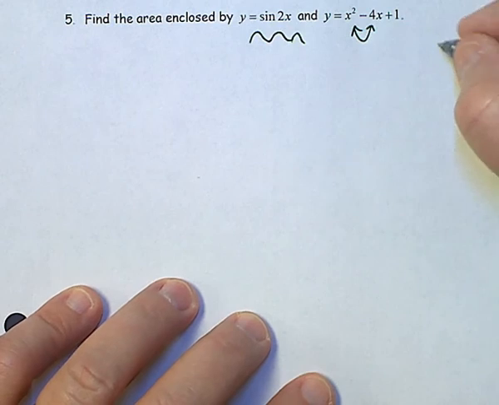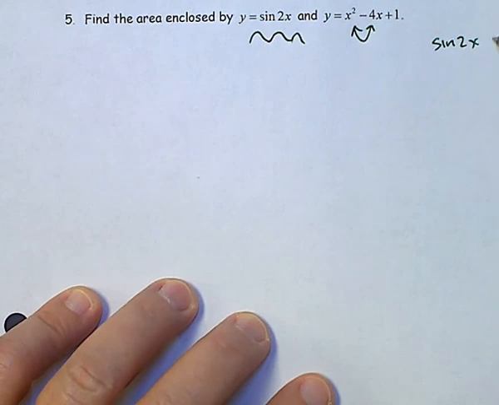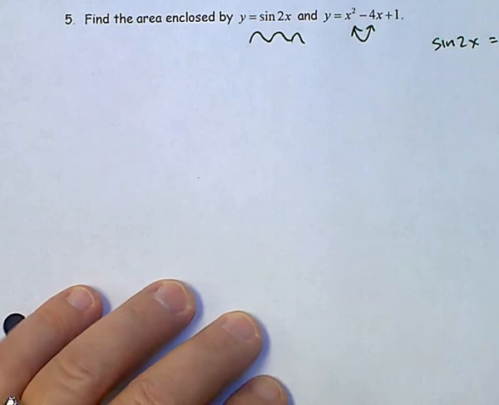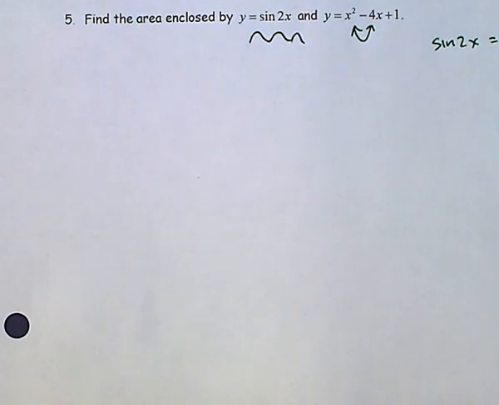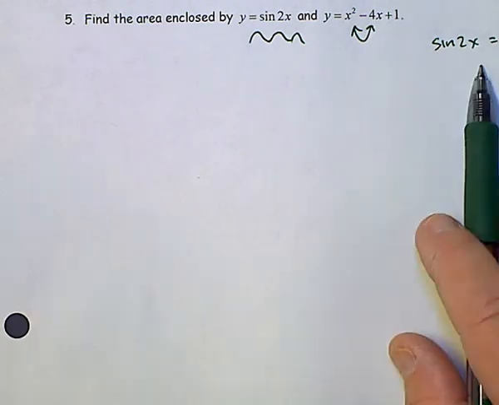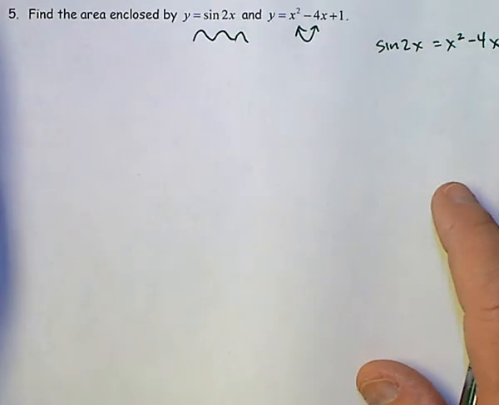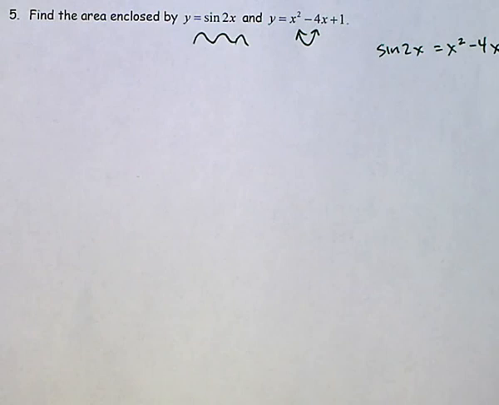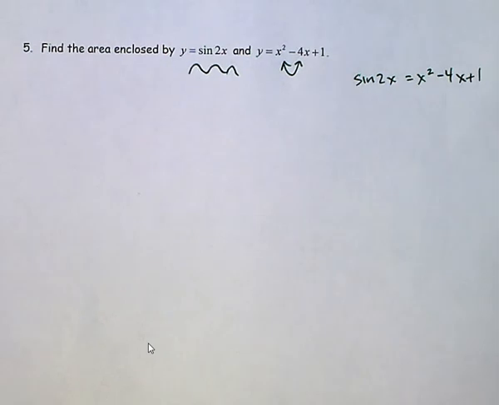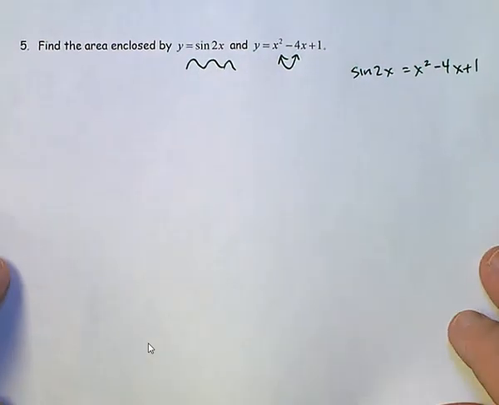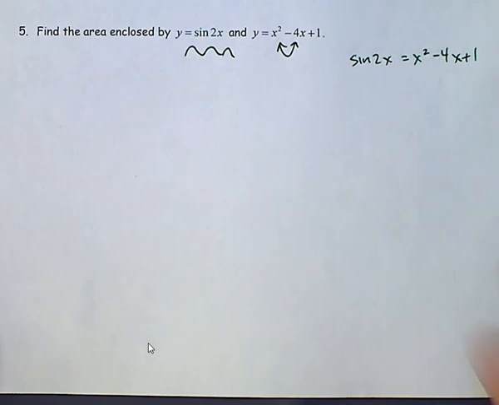We need intersections to get an idea of where our graph is, where the enclosed area is going to be. But to solve this for x, that's kind of a problem. So what I'm going to do is do this on the calculator, and we'll be able to see what our intersection points are.